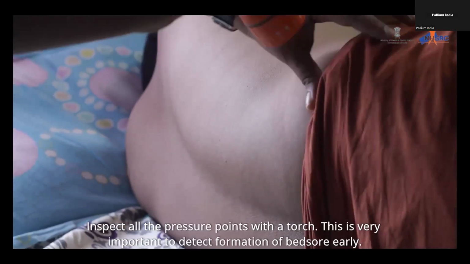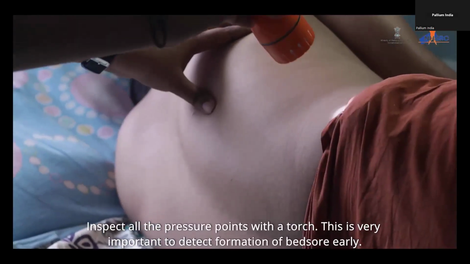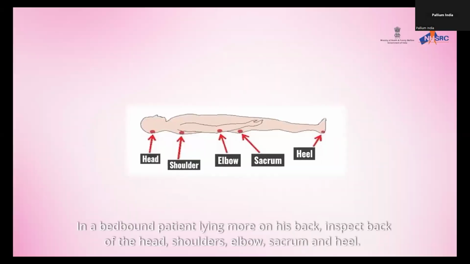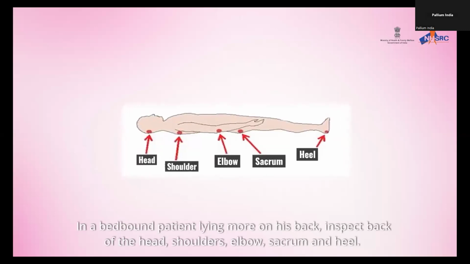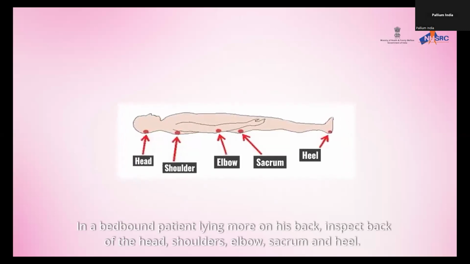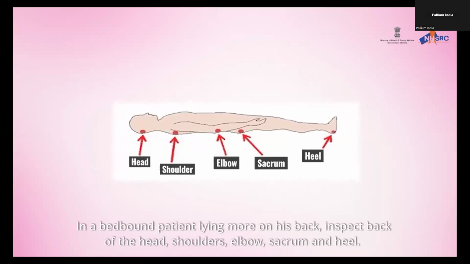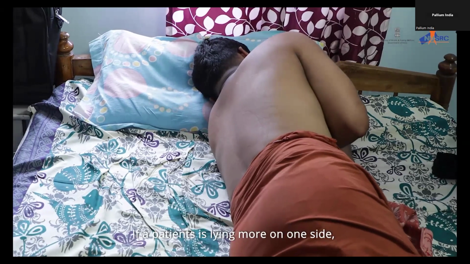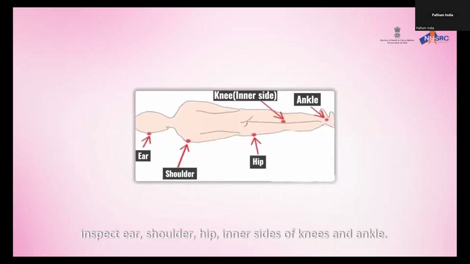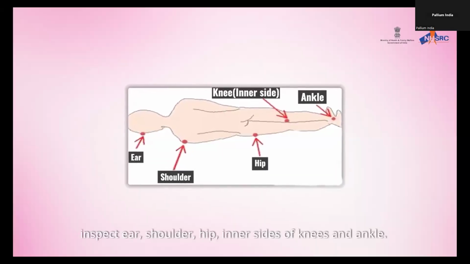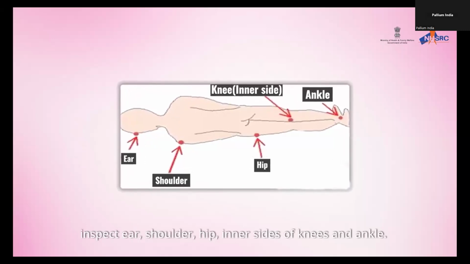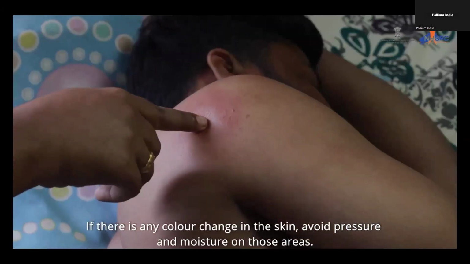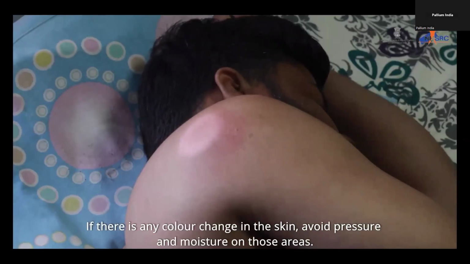Inspect all the pressure points with a torch. This is very important to detect formation of bed sore early. In a bedbound patient lying more on his back, inspect back of the head, shoulders, elbow, sacrum and heel. If a patient is lying more on one side, inspect ear, shoulder, hip, inner sides of knees and ankle. If there is any color change in the skin, avoid pressure and moisture on those areas.